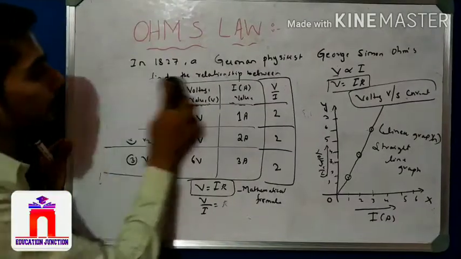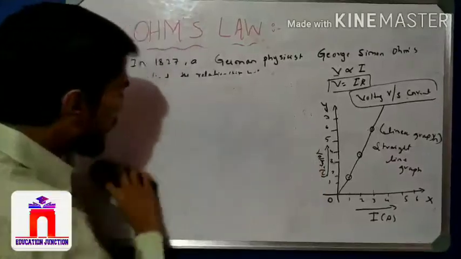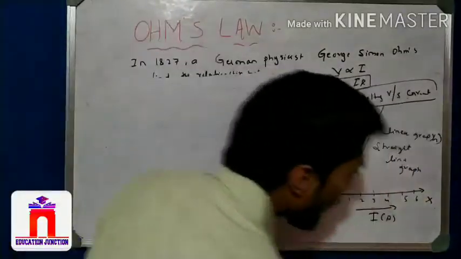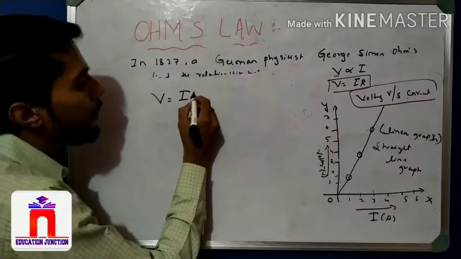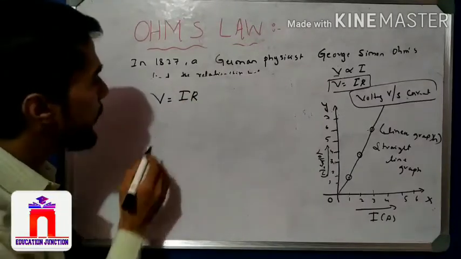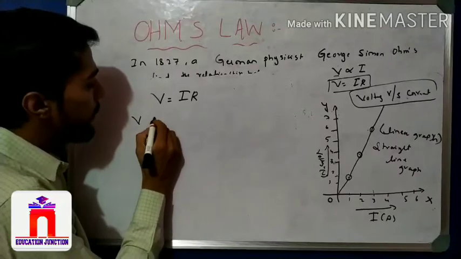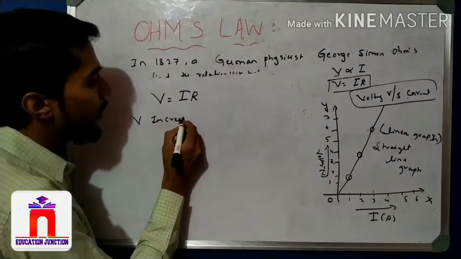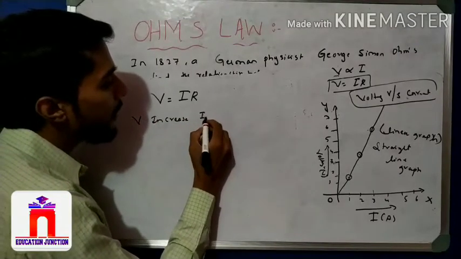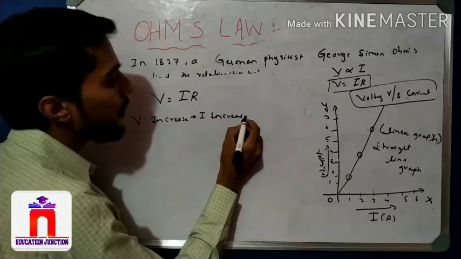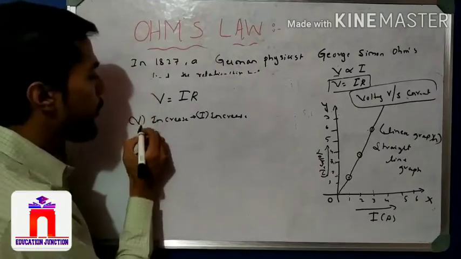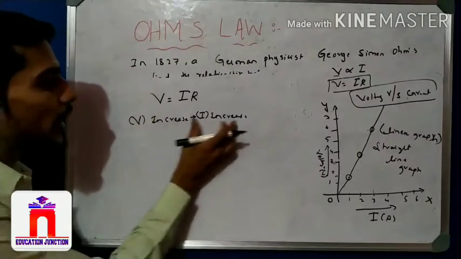Right, it is over. Now come to the formula. Here we know that V is equal to IR. This is Ohm's law. Correct? Now see, when V increases, again I repeat, V increases, what happens? I increases. This is directly proportional. Whenever V increases, I also increases.